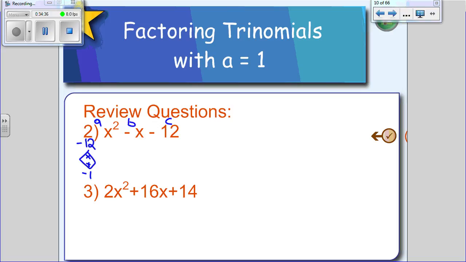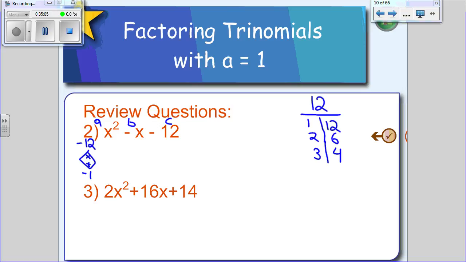Things that multiply to be 12 are 1 and 12, and 2 and 6, and then 3 and 4. But I want them to multiply to be negative 12. So that means it's not 1 and 12, it's negative 1 and 12, or 1 and negative 12, right?